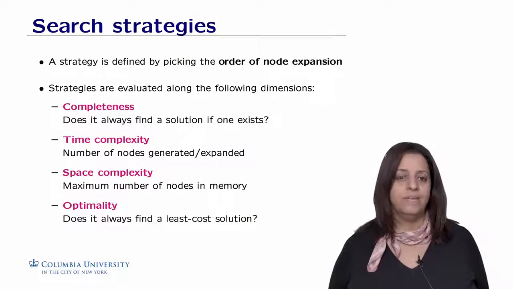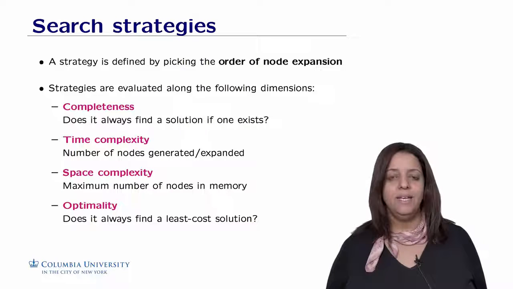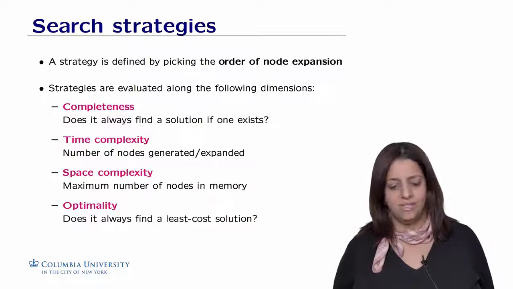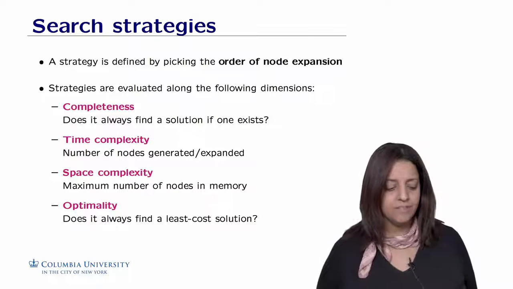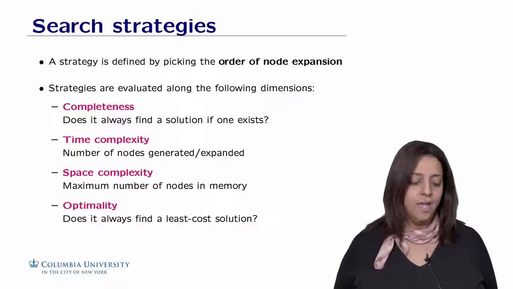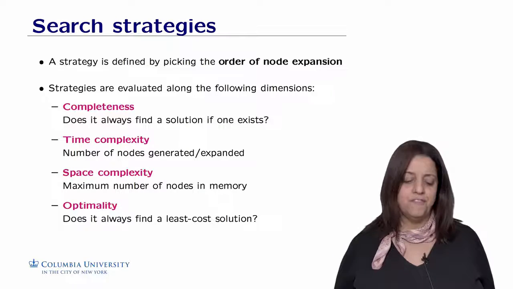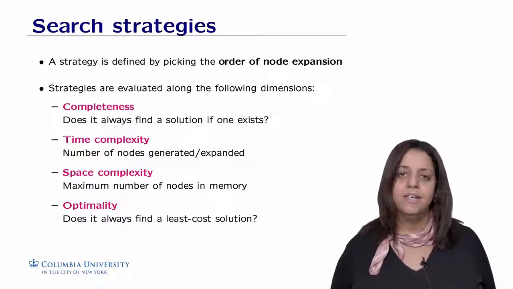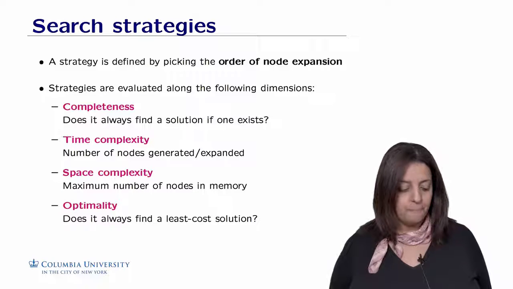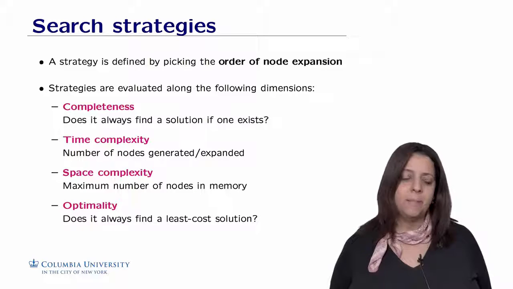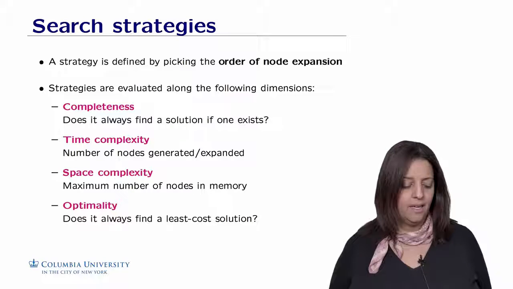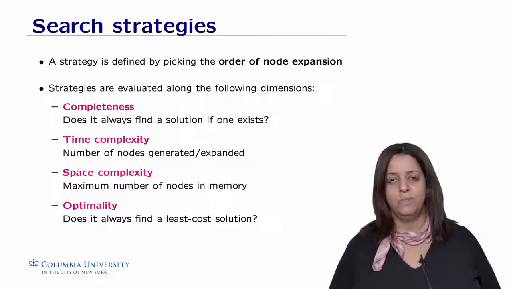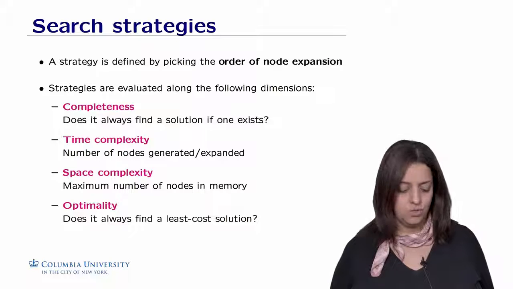The first one is called completeness, which asks: do we always find a solution if it exists? So we need to adopt a strategy that actually leads us to success. We also evaluate the strategy with respect to time complexity, which is approximated by the number of nodes generated and expanded. This tells us how much time we spend finding our goal when we search. The fourth dimension is space complexity, which is how much memory we need. It can be approximated by the maximum number of nodes in memory at the same time, so this is the maximum that we need to use in order to solve the problem.